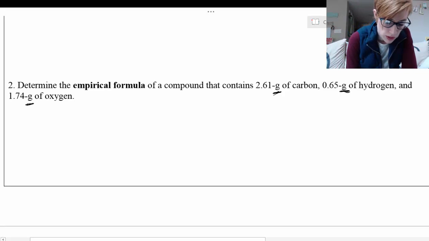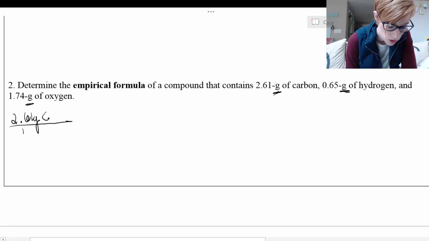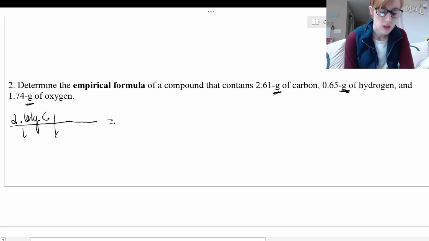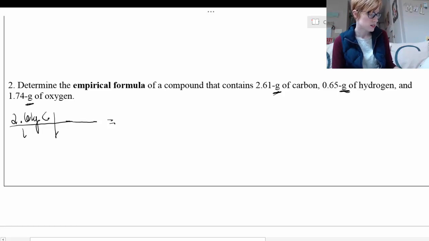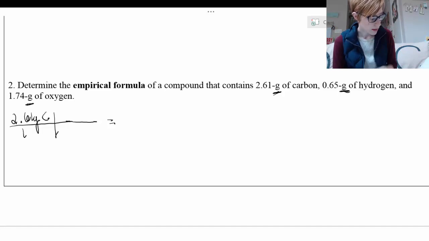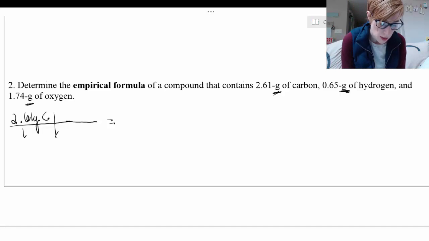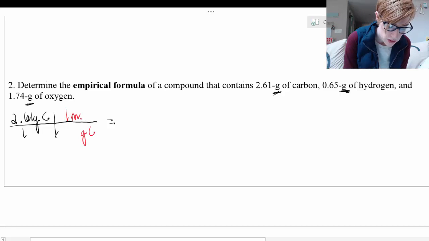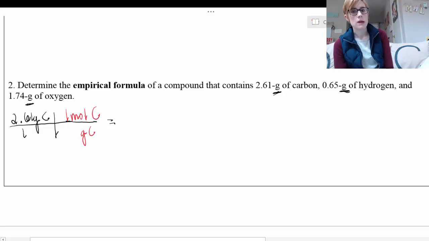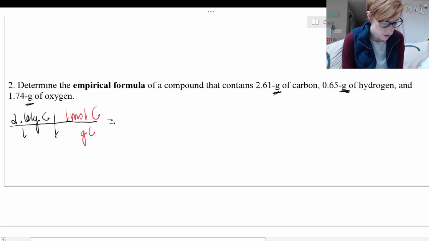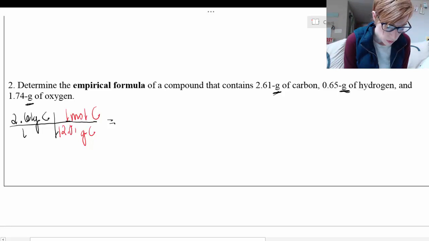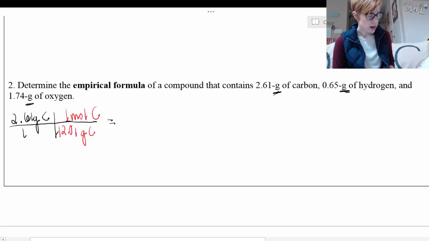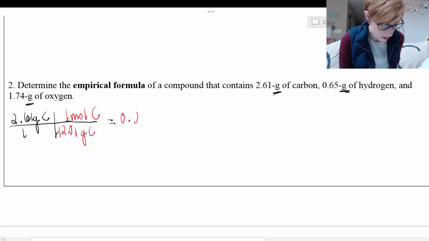So let's start with carbon. 2.61 grams of carbon over 1, and I'm converting to moles, right? It always goes percent to mass and then mass to moles. So my mass of carbon's on the top, so I want my molar mass of carbon on the bottom, and I want 1 mole of carbon on the top, so it can cancel out. My molar mass of carbon is 12.01, and so when I figure that out, it's 0.22 moles carbon.